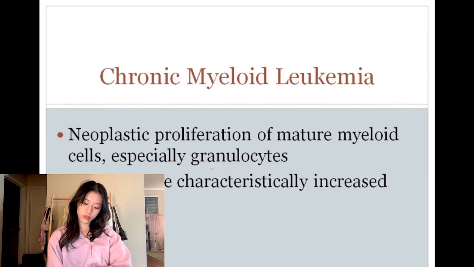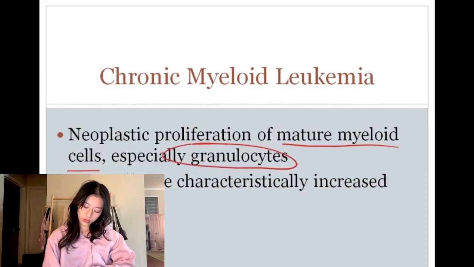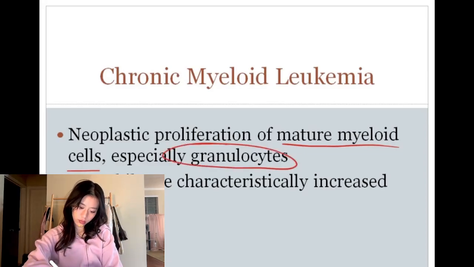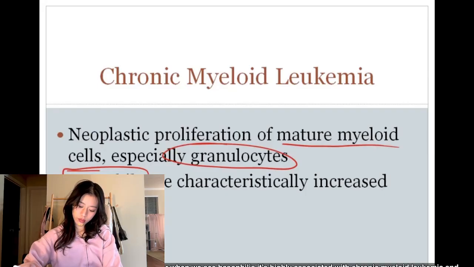The first of these is CML, or chronic myeloid leukemia. This is a neoplastic proliferation of mature myeloid cells, as I've already explained. However, the predominant cells are granulocytes. One characteristically increased granulocyte is the basophil. And this is very important. If you recall from the very first lecture that I gave in this chapter, when we see basophilia, it's highly associated with chronic myeloid leukemia. And you're going to see why this is important in a few minutes as well.